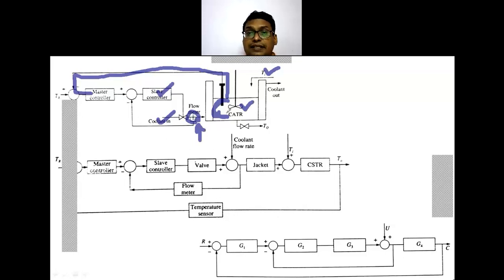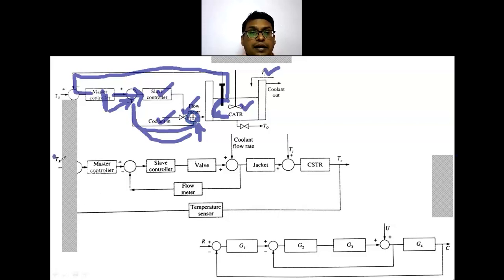And in this case, the cascade loop, we are measuring this flow rate and making it a slave controller, that is, a secondary controller. So this secondary controller will have the set point obtained from this master controller. This master controller will give the set point to this slave controller. And this slave controller again measures the flow, it receives the feedback from the flow measurement. So now putting this in the case of a block diagram.